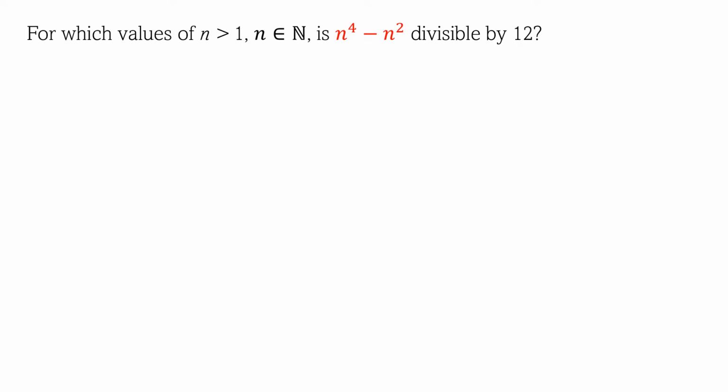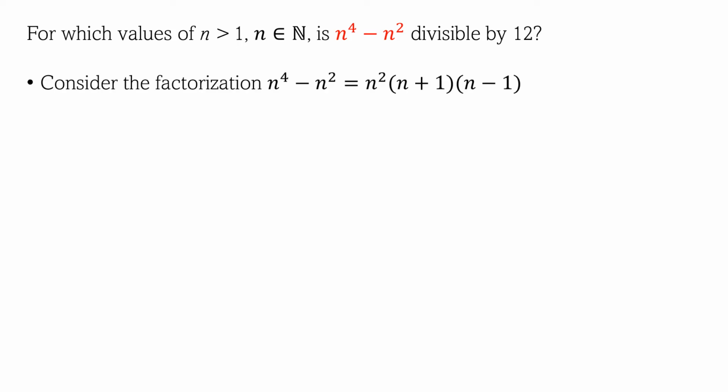The question asks us for which values of n greater than 1, n being a natural number, is n to the fourth minus n squared divisible by 12. To do this, we can consider that the factorization of n to the fourth minus n squared is equal to n squared times the quantity n plus 1 times the quantity n minus 1.